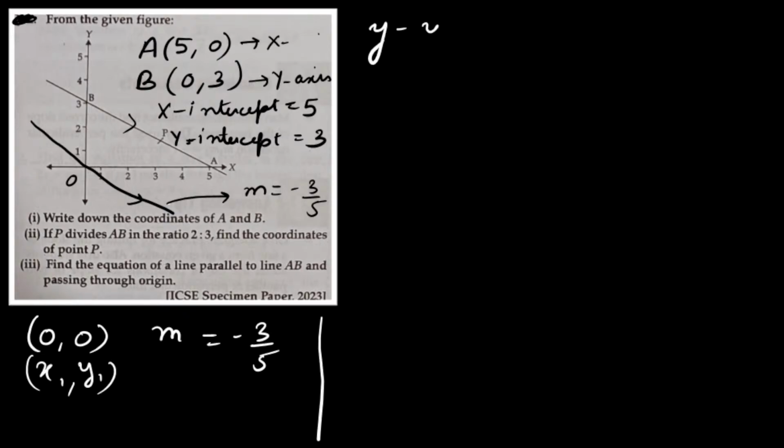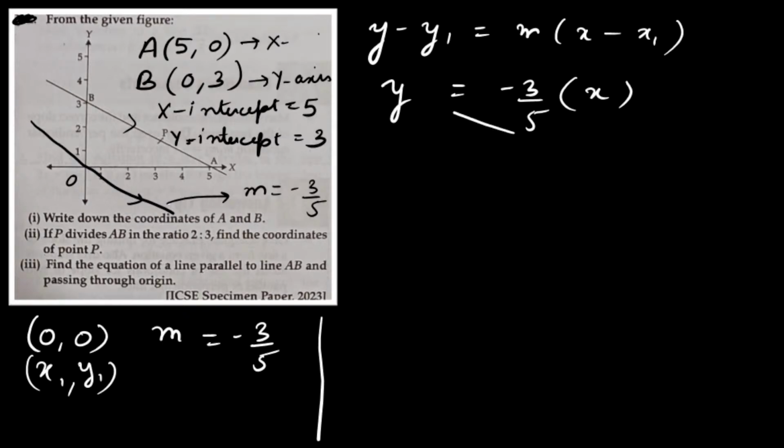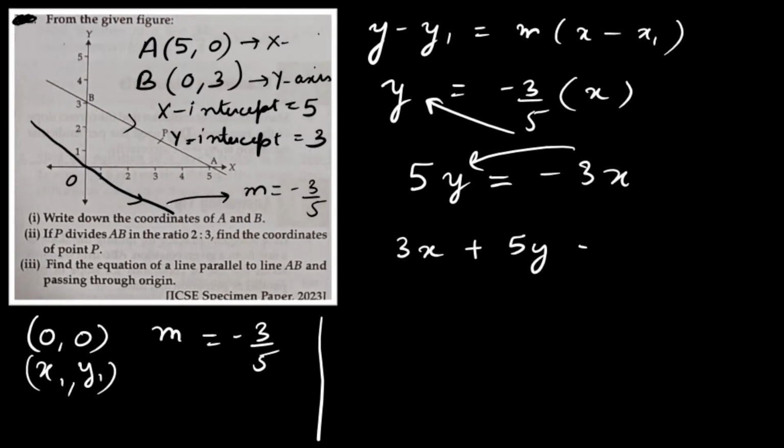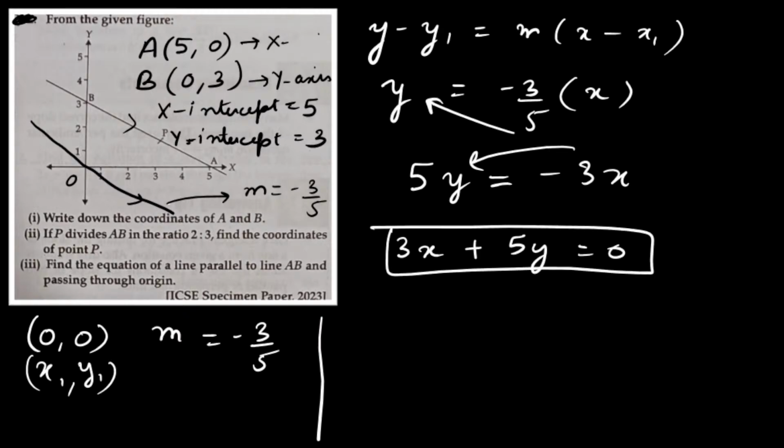So y minus y1 is equal to m into x minus x1. y1 is 0, so y minus 0 is y. m is minus 3 by 5. x minus x1 is again x minus 0, which will be x only. So this 5 will shift to the other side: 5y is equal to minus 3x. Minus 3x, let's shift to this side. So this will become 3x plus 5y is equal to 0. 3x plus 5y equals 0 is the required equation.